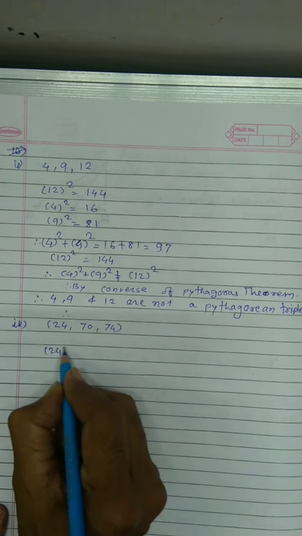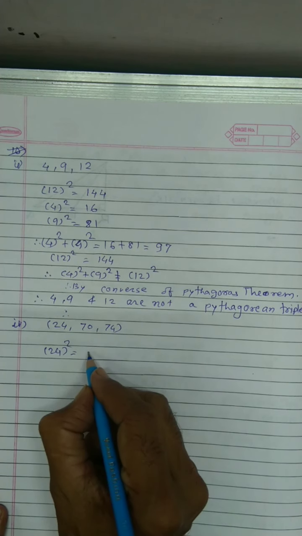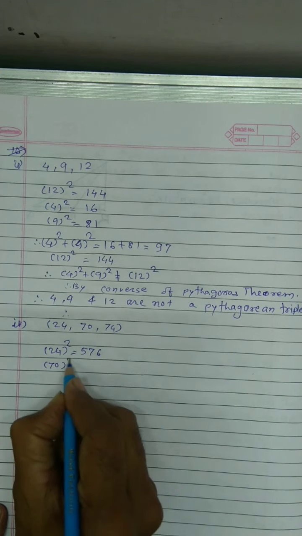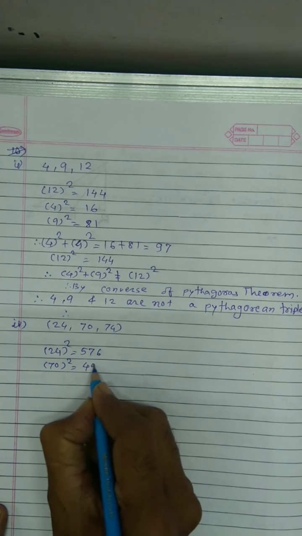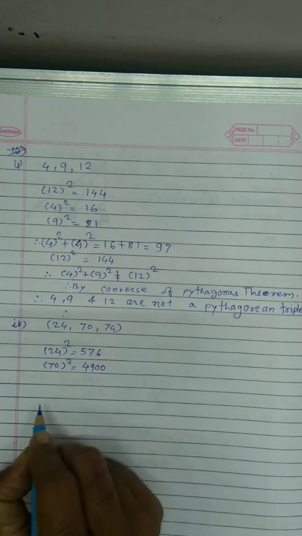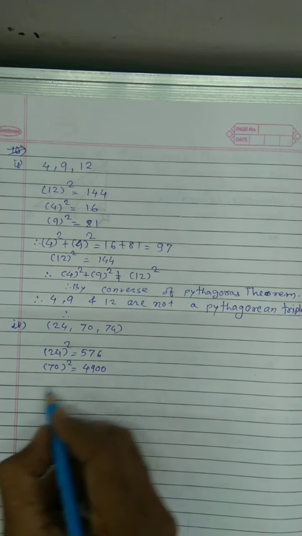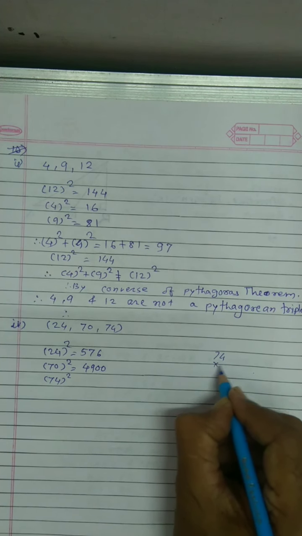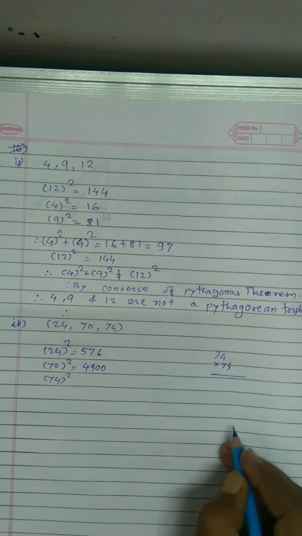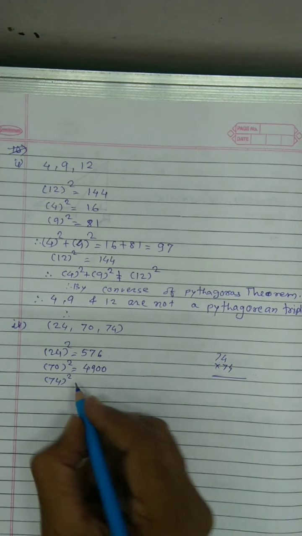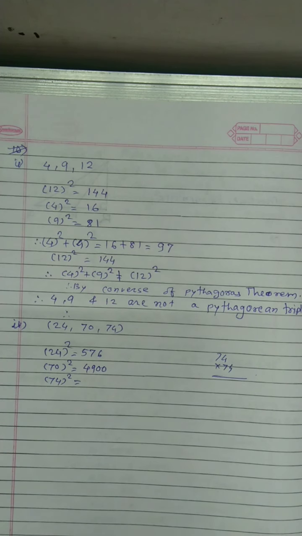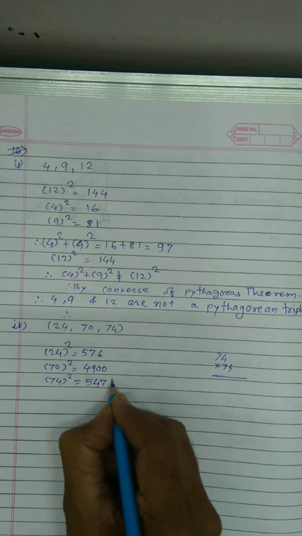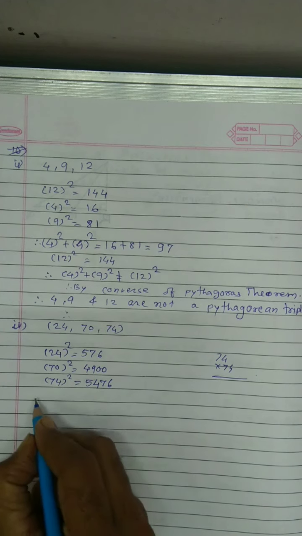The square of 24 is equal to 576. The square of 70: the square of 7 is 49, and we write 00, that is 4900. Square of 74, that means we have to multiply 74 into 74. This multiplication, we get the square of 74 is 5476.